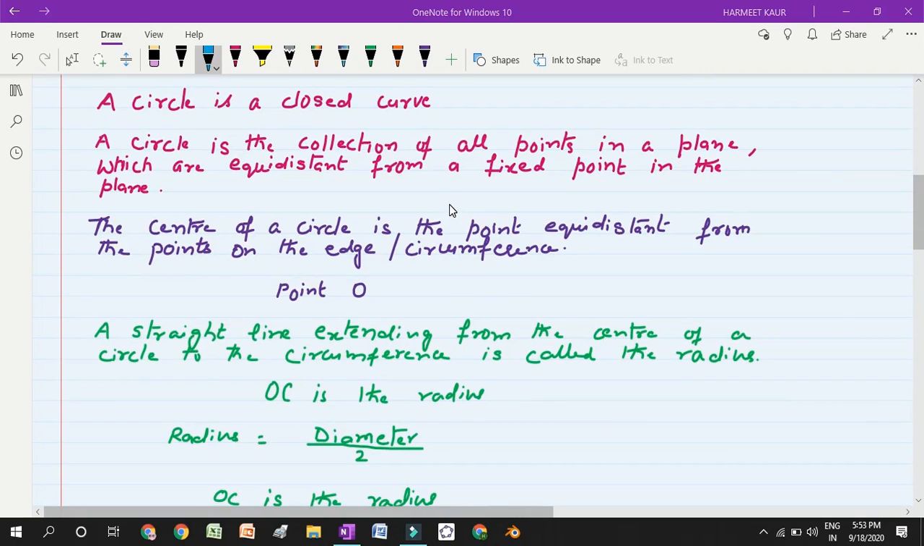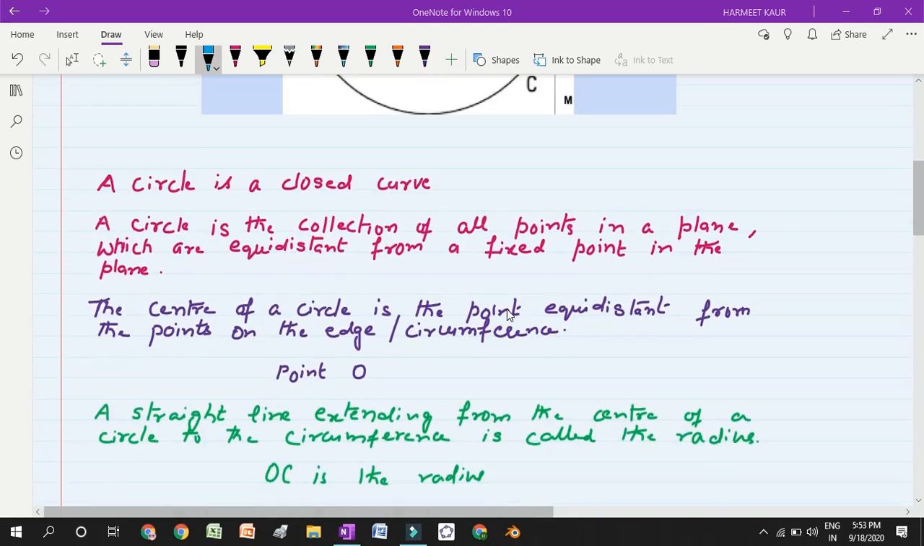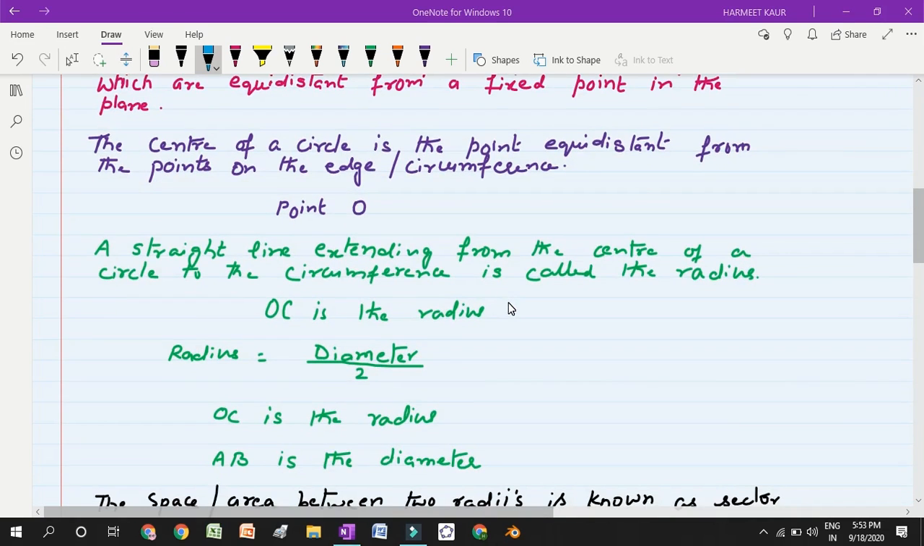A straight line extended from the center of a circle to the circumference is called the radius. So again here we can see from the figure OC is the radius. When we have a straight line coming from the center till the circumference, that is called a radius. We can have infinite radii in a given circle. So radius is half of the diameter. When we have twice the radius, then it becomes a diameter.